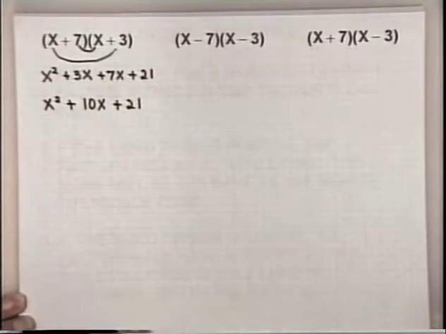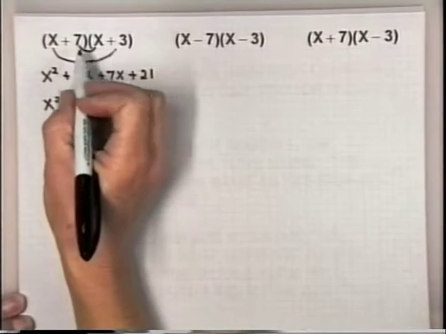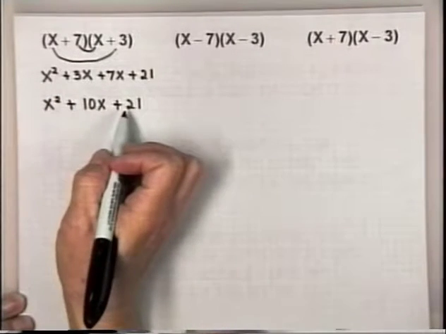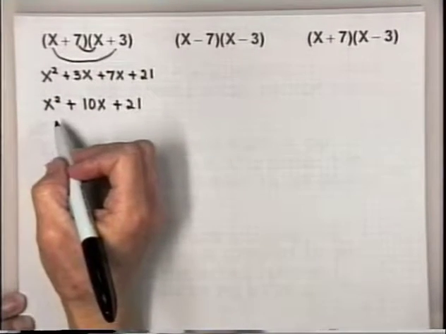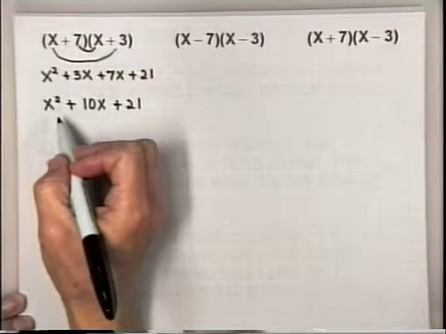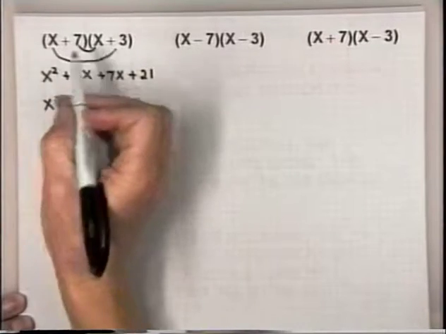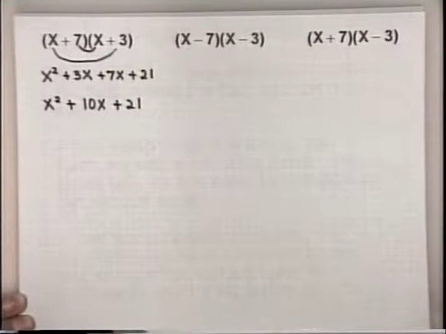The first thing that I want you to notice, we multiplied 2 binomial factors together, and our solution was a trinomial with 3 terms. So most of the time when we factor a trinomial, we expect to see 2 binomial factors similar to this as our solution. Now let's look also at this product.